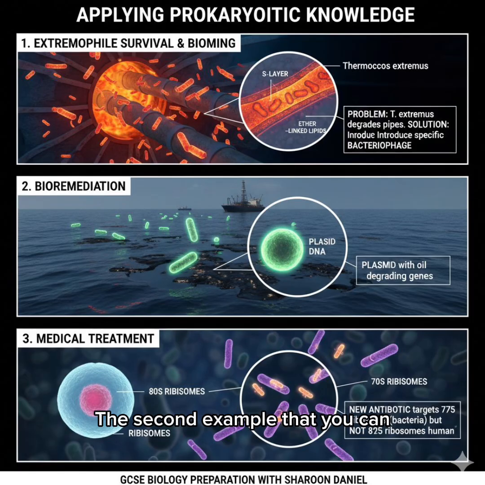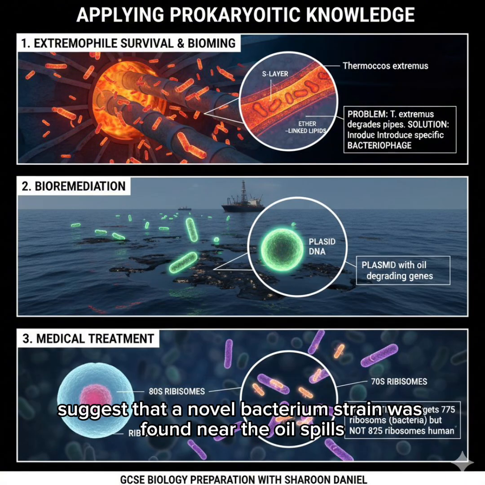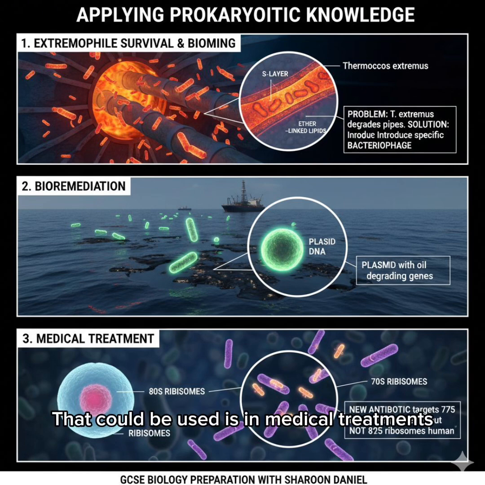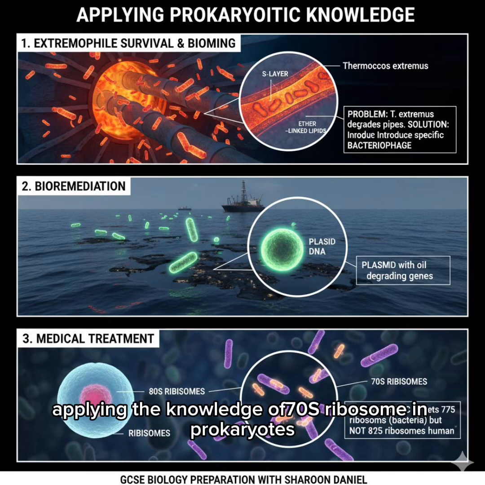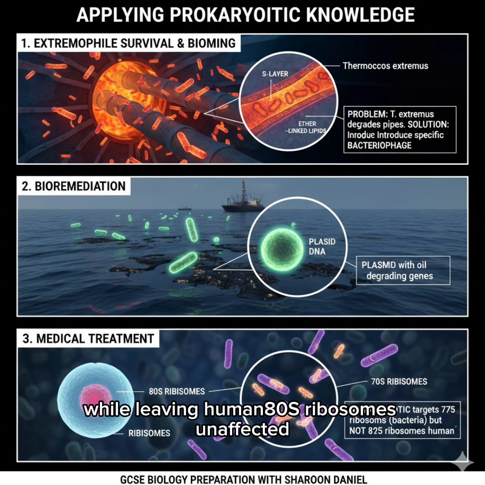The second example that you can use in an unfamiliar context is bioremediation, using the knowledge that bacteria can digest hydrocarbons to suggest that a novel bacterium strain found near oil spills might possess a unique plasmid, the extrachromosomal DNA, for breaking down oil compounds. Another unfamiliar context is medical treatment, applying the knowledge of 70S ribosomes in prokaryotes to explain why a new drug which inhibits the 70S ribosome is effective against infections while leaving human 80S ribosomes unaffected.